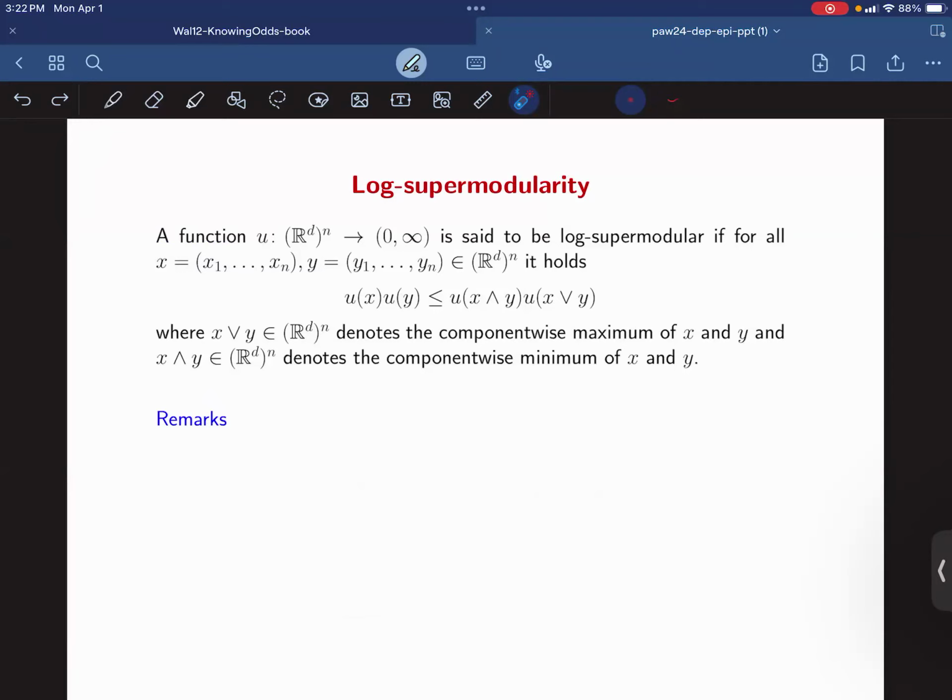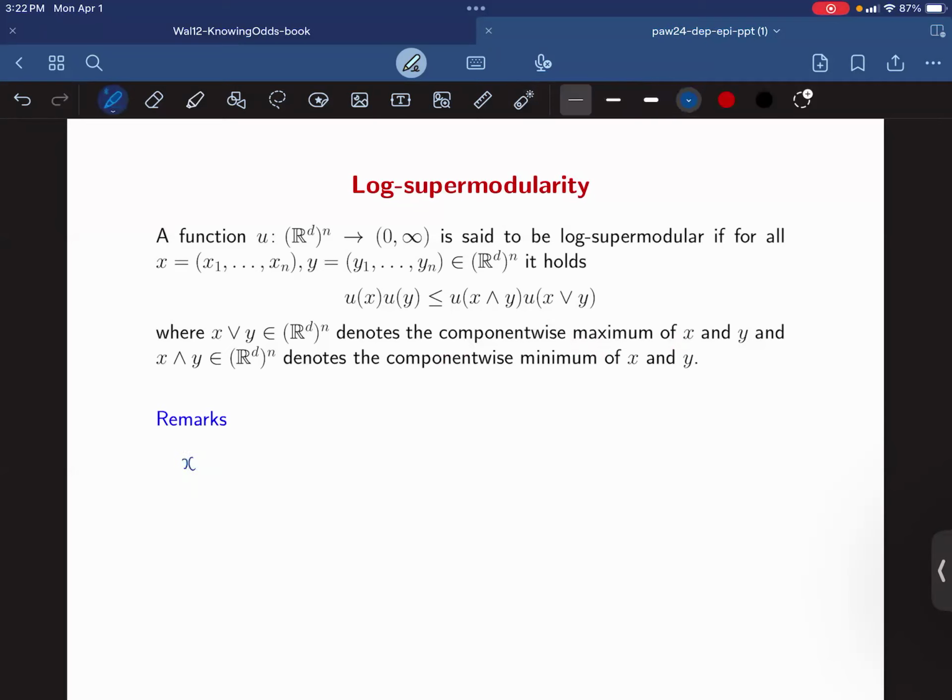So a function u on R^d to the n, right? Which is non-negative, is log supermodular if it satisfies this inequality here. So u of x times u of y is less than or equal to u of x min y times u of x max y, where these are component-wise maxima and minima. Right. So what does that mean?